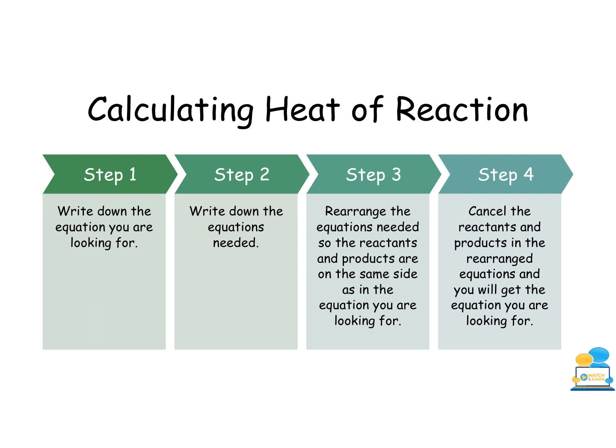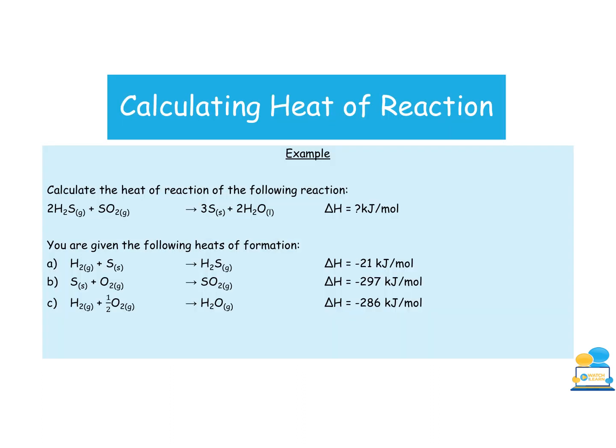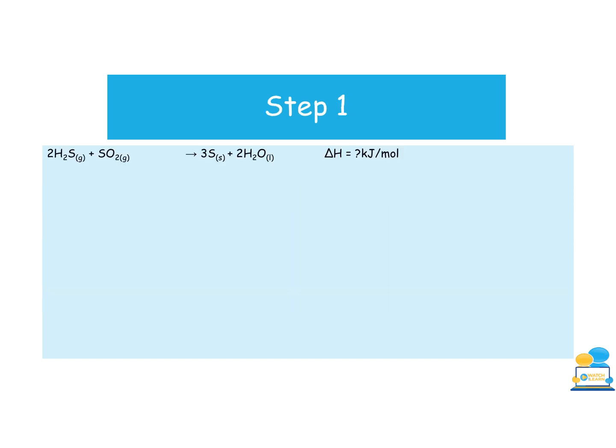The second type of calculation you can be asked to do then is calculating the heat of reaction. Now this example I'm going to go through here is exactly the same as example 3 that's in your booklet, and it says here calculate the heat of reaction of the following reaction, and we have 2H2S plus SO2 goes to 3S plus 2H2O. Now again, we're going to follow the 4 steps, and I'm going to go through the 4 steps in the next slide. Okay, so now remember, in step number 1, you write down the equation that you're looking for.